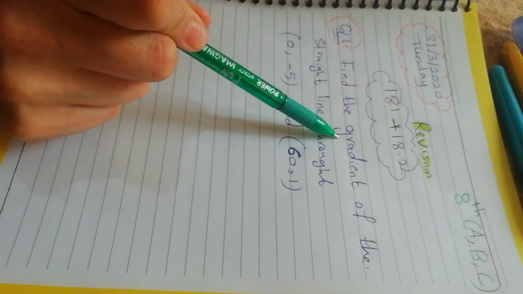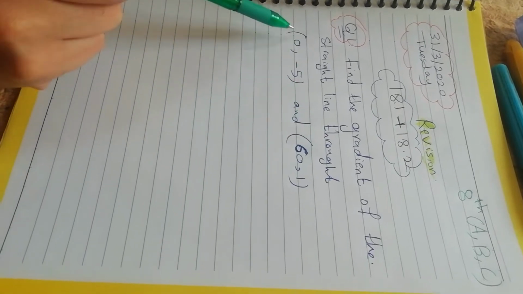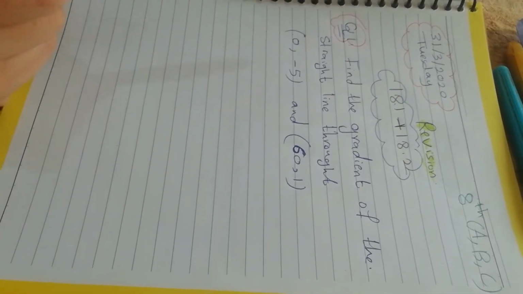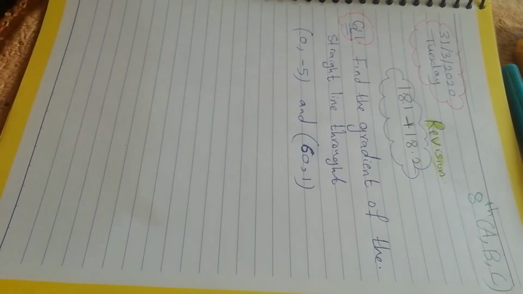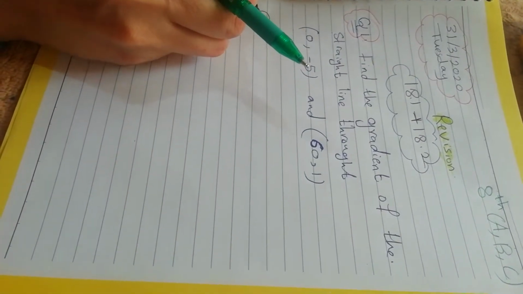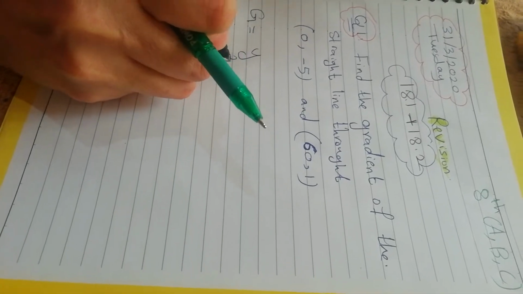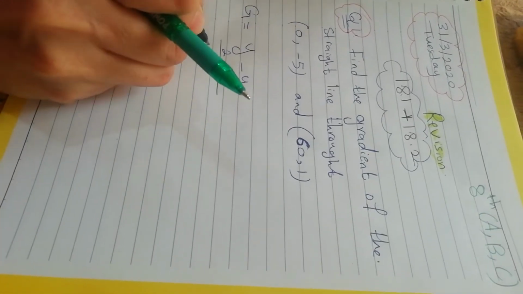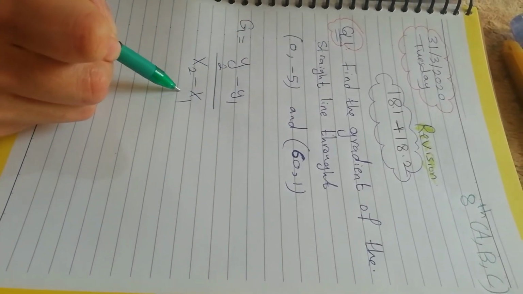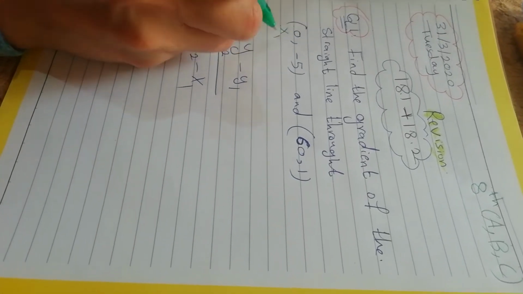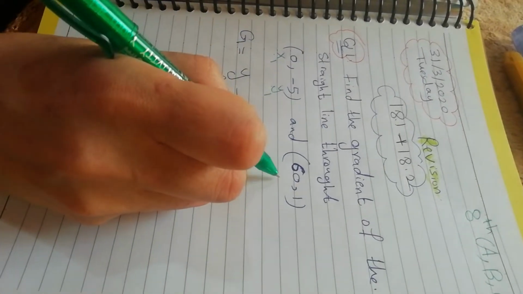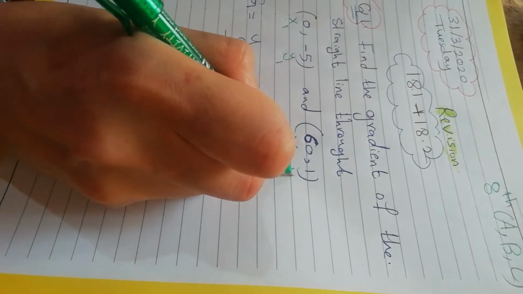Find the gradient of the straight line through (0, -5) and (60, 1). If you have 3 points or 4 points, it's enough to find the gradient using just 2 points. We need to write the rule, which is the gradient g equals (y2 minus y1) out of (x2 minus x1). Where is y2? Where is y1? Where is x2? Where is x1? This is x1, y1, the x coordinate and the y coordinate for the first point. The second point is x2, y2.